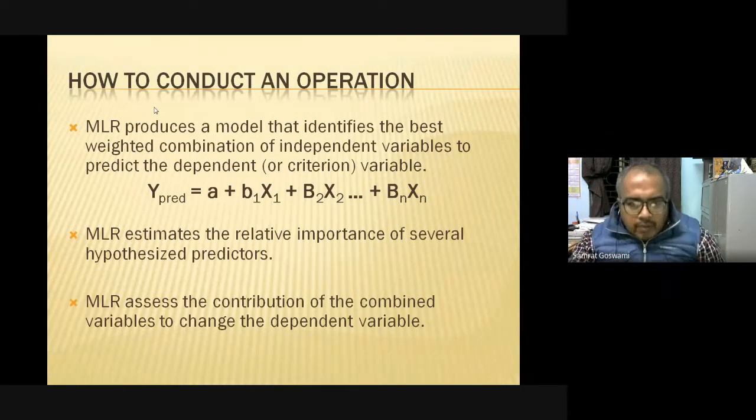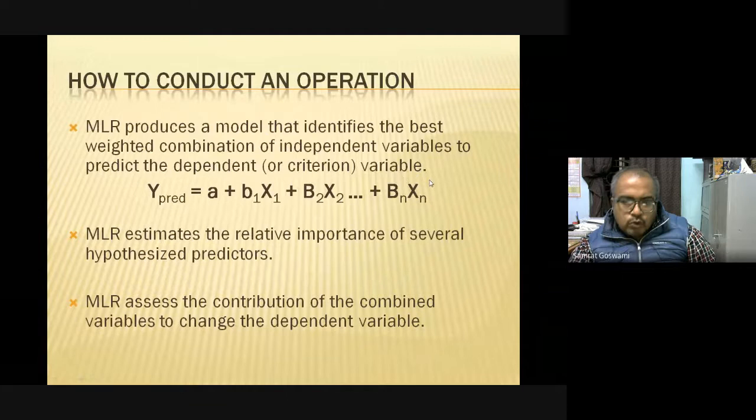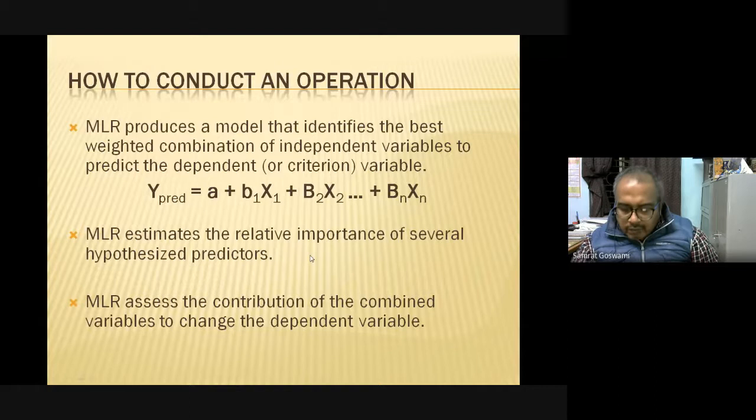It's a kind of predictive model where y depends on x1, x2, up to xn. There are n number of variables. The MLR estimates the relative importance of several hypothesized predictors. These are the predictors, and this is the predicted variable. MLR assesses the contribution of the combined variables to change in the dependent variable. This multiple linear regression model assesses the contribution of the variables x1, x2, x3, x4, and xn on the change in the predicted variable.